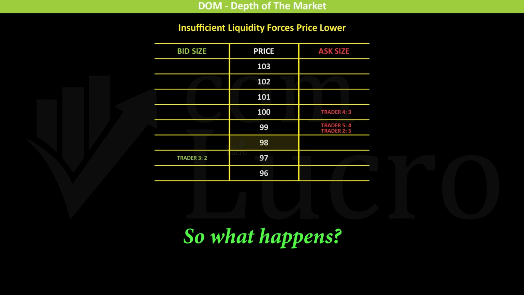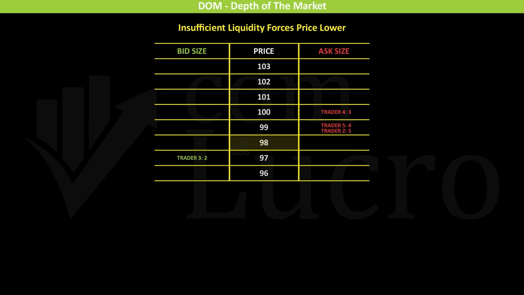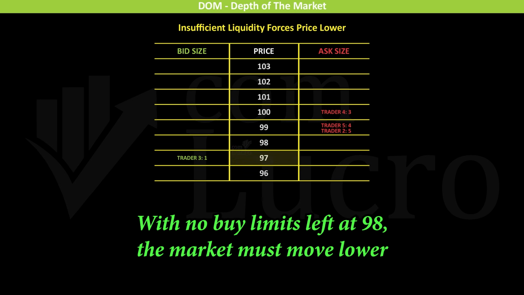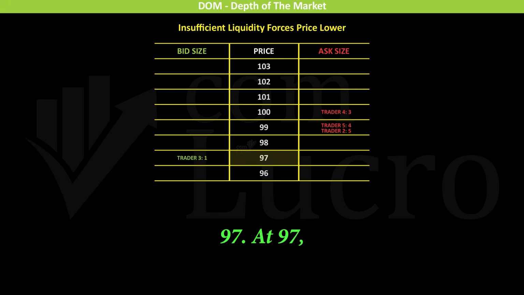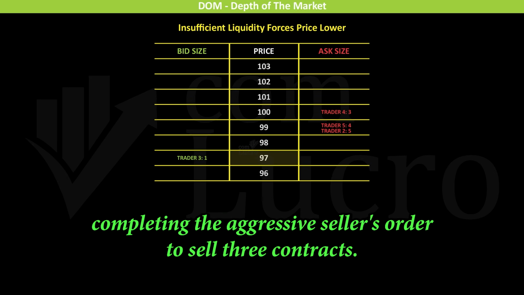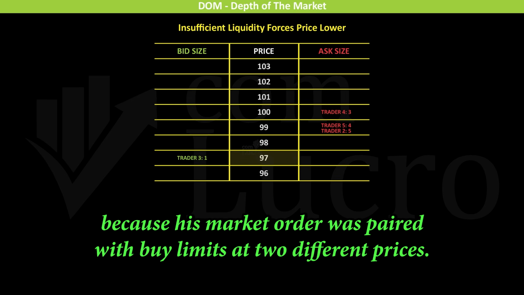So, what happens? 2 sell market orders match with 2 buy limits at 98, clearing all the buy limits at this price. With no buy limits left at 98, the market must move lower to find more buy limit orders. So it moves from 98 to 97. At 97, the remaining sell market order pairs with a new buy limit, completing the aggressive seller's order to sell 3 contracts. This aggressive seller moved the market down because his market order was paired with buy limits at 2 different prices.